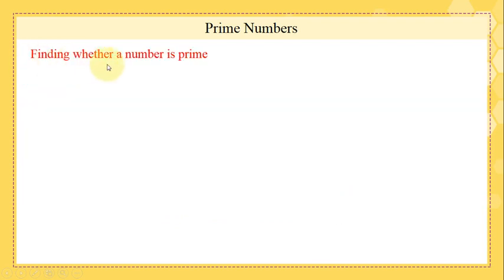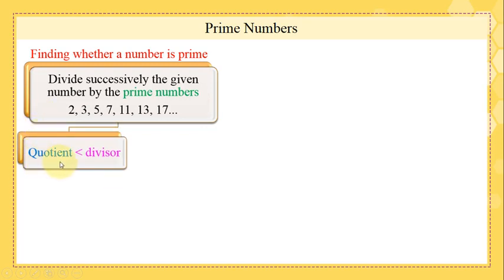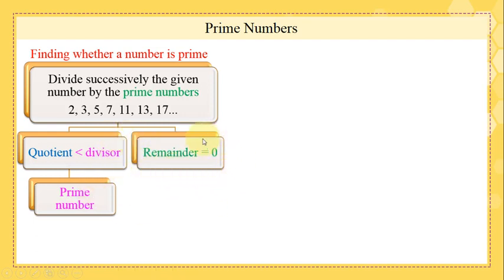Now, how to find whether a number is a prime or composite? Use your calculator to divide successively the given number by the prime numbers 2, 3, 5, 7, etc. You will keep on dividing this number by the prime numbers until either you reach a quotient with a decimal point that is smaller than the divisor, which means this number is a prime number, or you get a remainder of division equal to 0, which means the quotient is a natural number. This means that this number is a composite number.